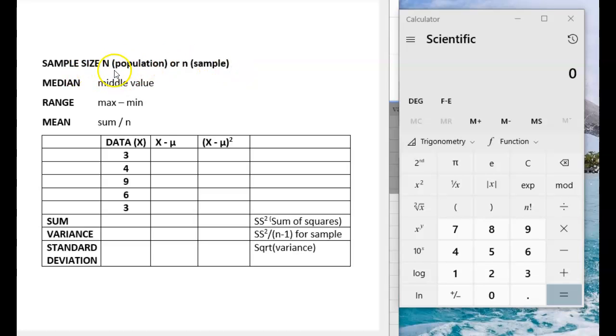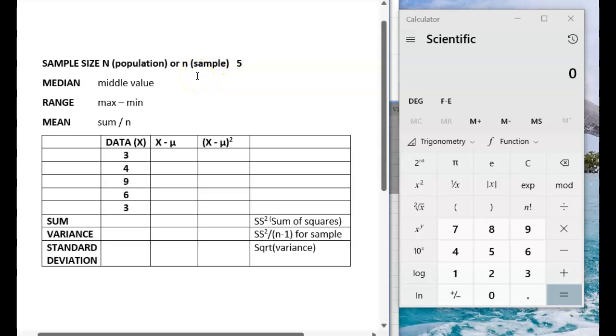Before I do that, I do want to point out that some symbols that we use are consistent regardless of what formula we are using. So whenever you see N in statistics, that is referring to the sample size. Also, X is always referring to our actual data. So here we have 3, 4, 9, 6, and 3. This is representing some sample of data. And because we have 5 values, that is N. So in this example, N is going to be equal to 5.